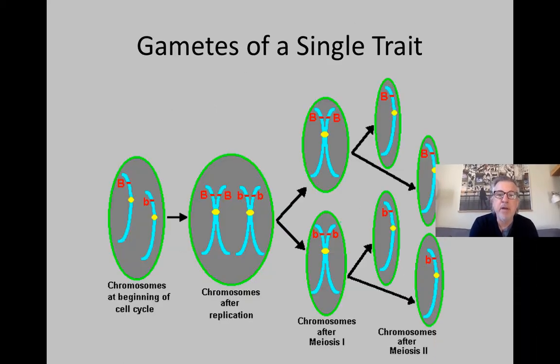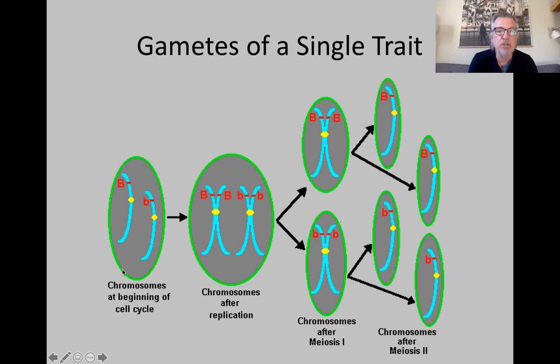So here we have meiosis, and here we have the genotype Bb with unreplicated chromosomes. Then in the S phase, they replicate. And then they line up at meiosis 1 with the homologous pairs about to separate. And when they separate, you get one of the daughter cells with big B, and one of the daughter cells with little b.